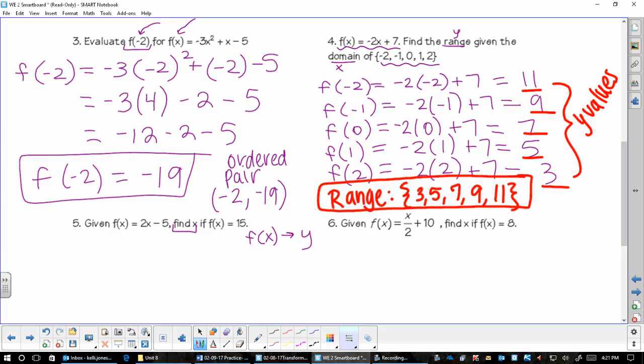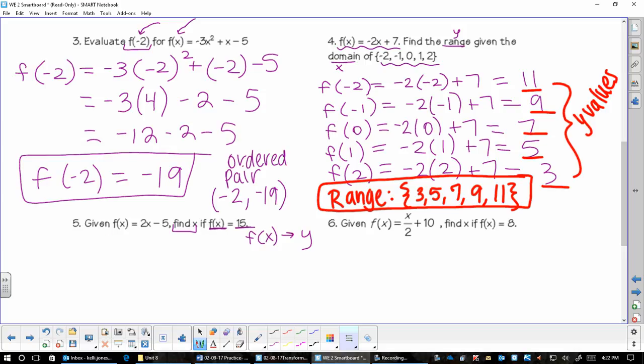If we think of x as being an input and y as being an output, it's saying find the input that gives you the output of 15. The output's what you're equal to. So that's another way to think of that if you guys struggle with this. Okay, so this says f of x equals 15. That means that anywhere I see an f of x, I could write a 15.